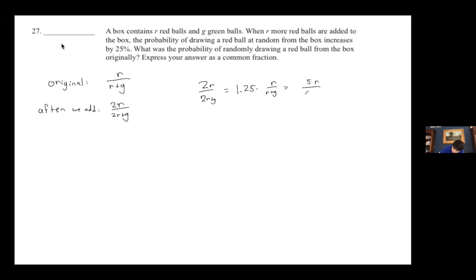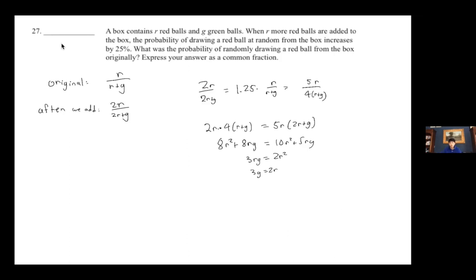And then we can just turn that 1.25 into 5/4. So this becomes 5R over 4 times R plus G. And then we cross multiply, and so we have that 2R times 4 times R plus G equals 5R times 2R plus G. And you expand out, you get 8R squared plus 8RG equals 10R squared plus 5RG. 3RG equals 2R squared. 3G equals 2R.